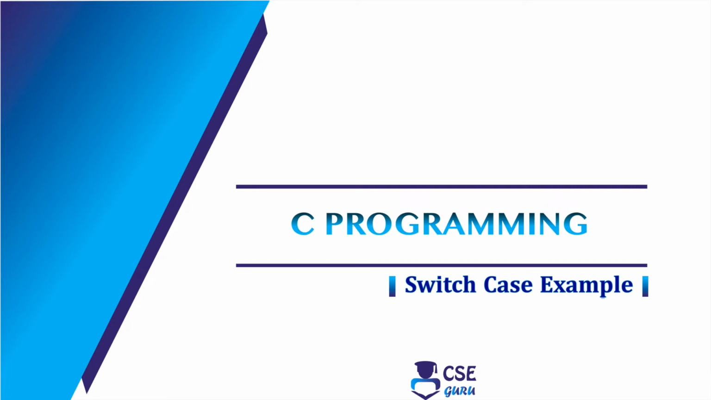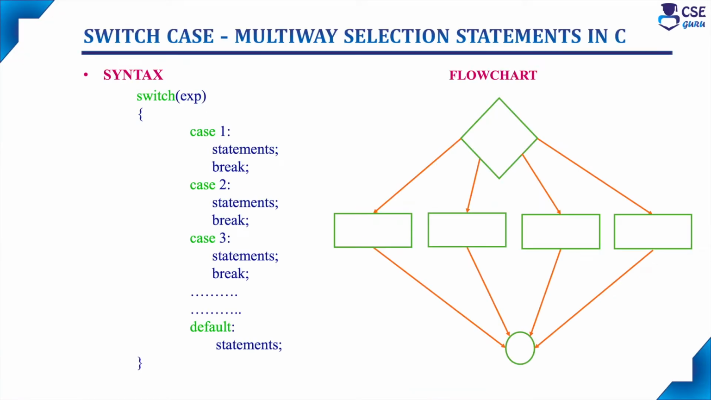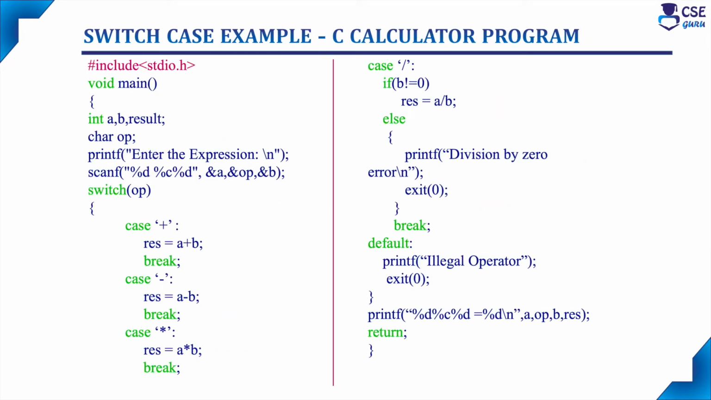Welcome to CSEGuru. In this session, we will discuss an example to implement the switch case statement. Already in the previous session, we have discussed the concept of switch case, its syntax and flowchart, and the rules to write the switch case statement. So in this session, we will discuss a C calculator program to implement a switch case example. The same calculator program we used earlier to implement the else if ladder. Now we will discuss the calculator program to implement the switch case example.